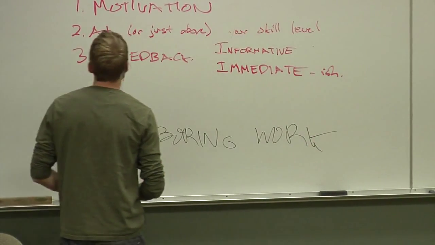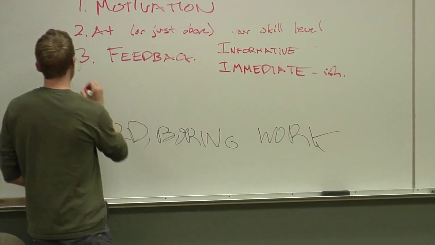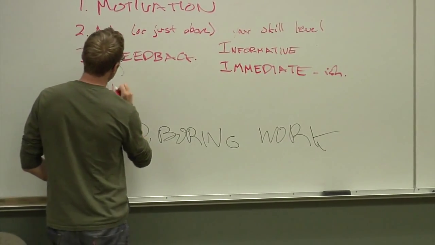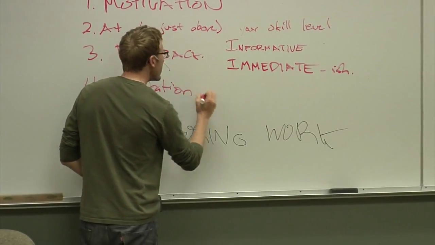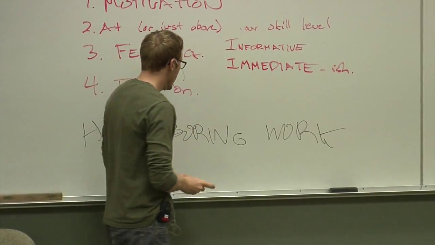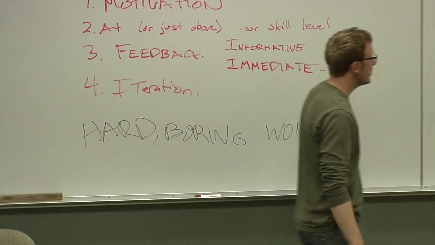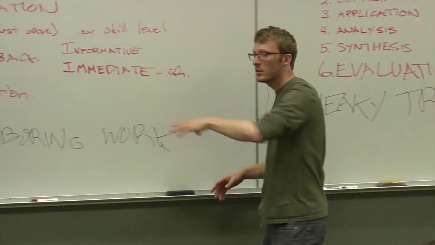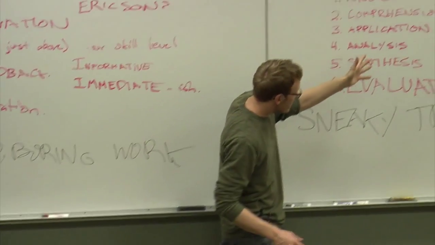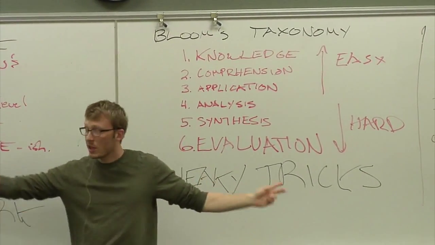Anyway. And then the last component of deliberate practice is iteration. Once you're doing this, do it over and over and over again, right? Let's see. So that's deliberate practice. That's Bloom's taxonomy. And let's tie the two together.